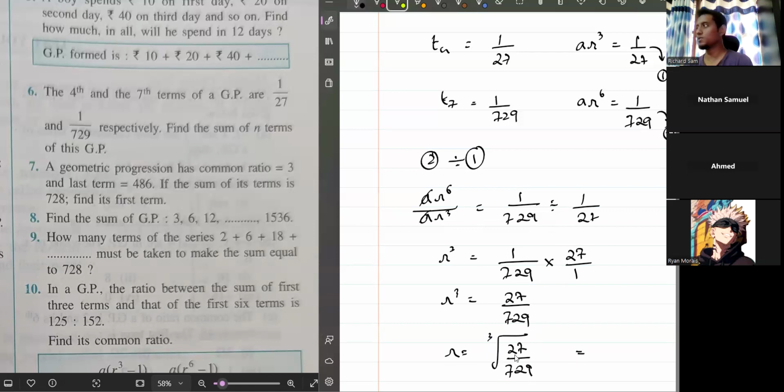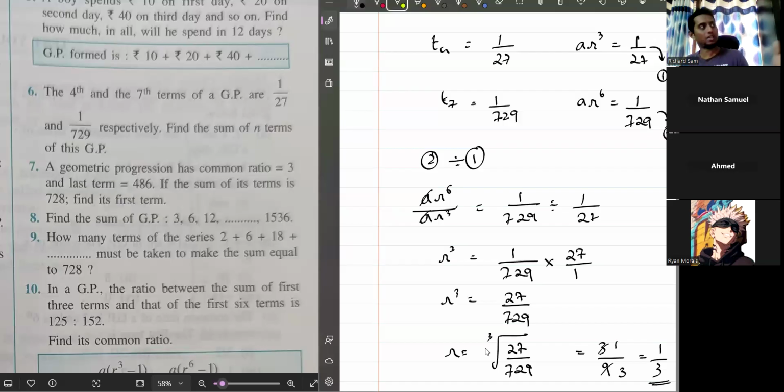What is the cube root of 27? 3. 3 into 3 into 3 is 27. And cube root of 729 is 9. 9 nines are 81. 81 into 9 is 729. And then you can cut this. The final answer is 1 upon 3.